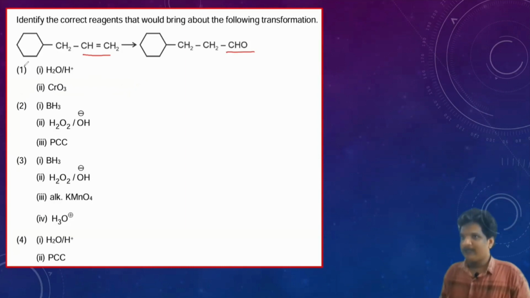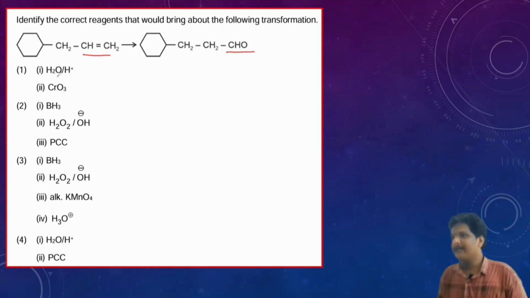First of all, consider option 1. Here H2O with H plus means acidic hydrolysis, so hydration will take place. During this hydration, OH is added at this carbon, which gives a secondary alcohol. On oxidation with chromic oxide, it gives a ketone. So this is not the correct option. Now let us take the second option.